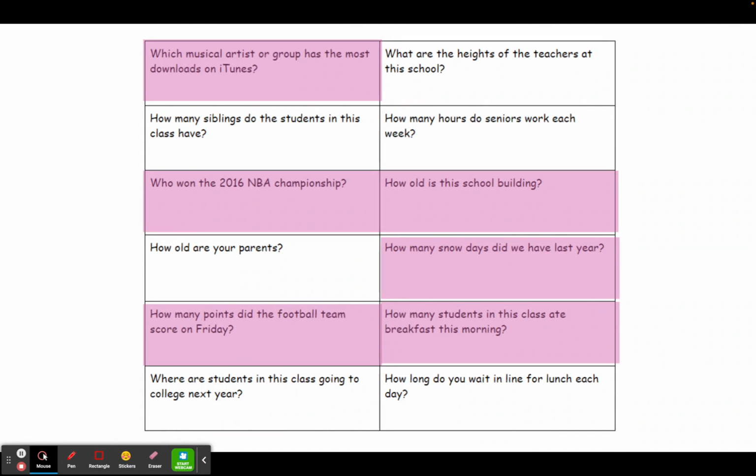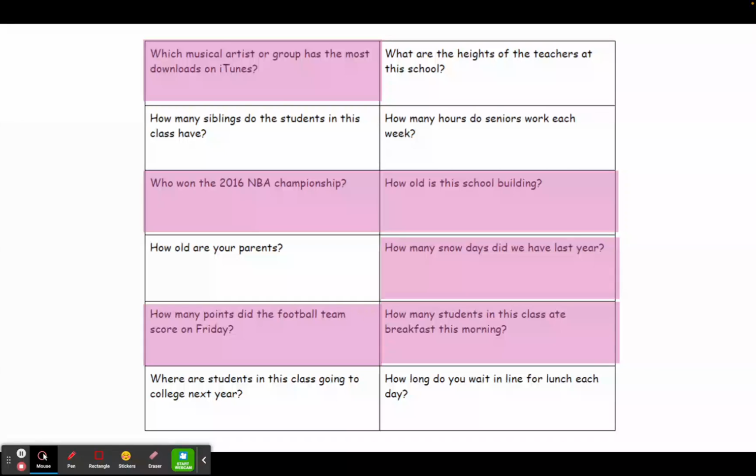Now, the one thing that all of these six questions have in common is that they all have one right answer. So if you were to go up to any particular person and ask them, who won the 2016 NBA championship? They might not know the answer, but there is only one right answer to that question. How old is this school building is the same thing. If they know the right answer, there is only one right answer to that question. How many students in this class ate breakfast this morning? We could answer by just taking a quick survey. And maybe in a class of 25, we might find that 14 of them ate breakfast. But there is one right answer to that question.